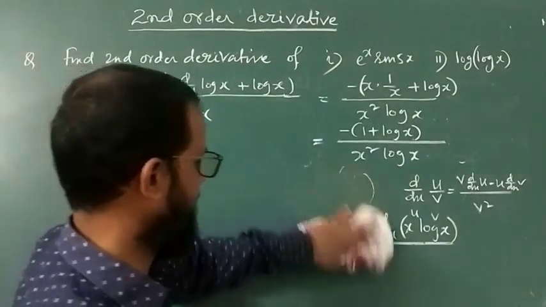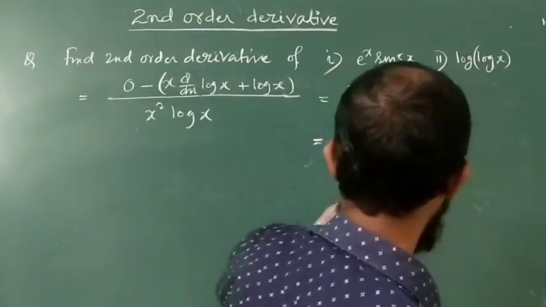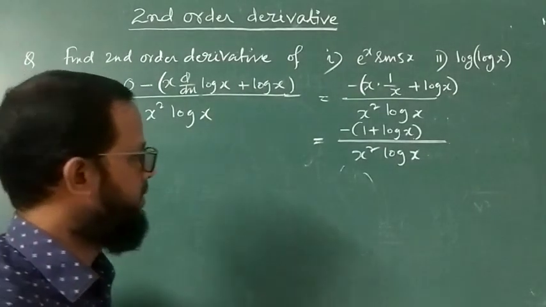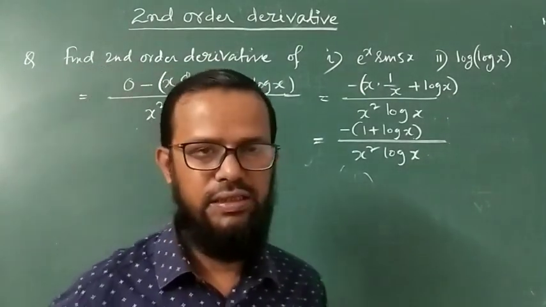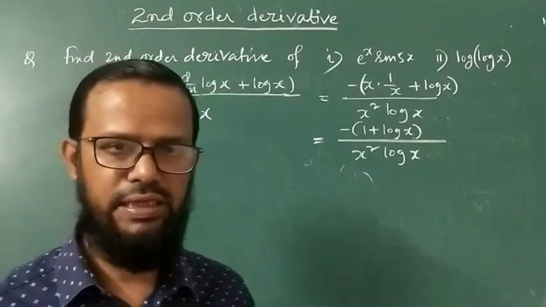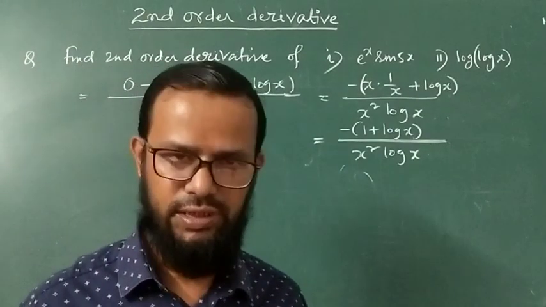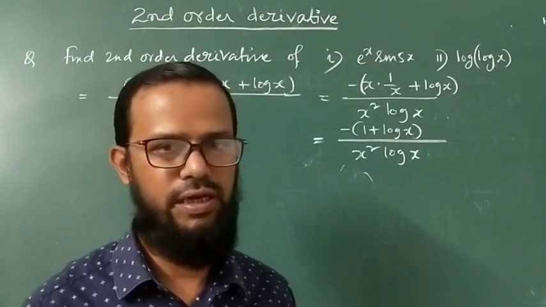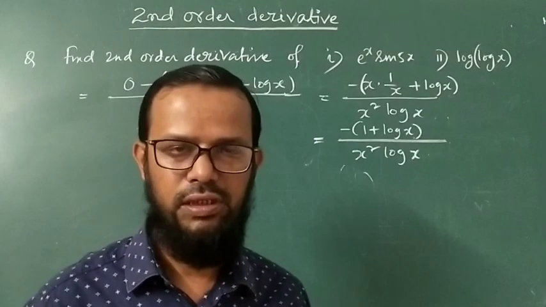This is the final answer, the second order derivative of this particular function log of log x. Okay, I hope that you understand this particular question. These are the 2 questions I have solved on how to use the second order derivative. It is nothing else, derivative twice. Okay, derivative what, twice. First take the derivative of a function, then take the derivative again. Okay, that's all. Thank you very much.